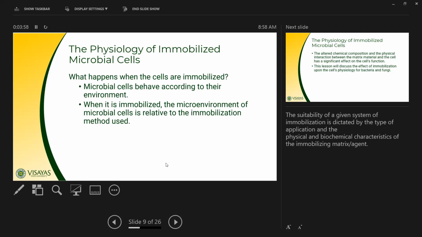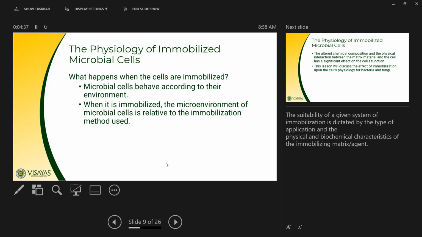But the question is, have you ever wondered why? What happens when the cells are immobilized? Why is it that they still can produce the kind of product or the metabolites they have to, and why is it that they can still grow and consume the nutrients of the fermentation media? This is the question: what happens when the cells are immobilized?